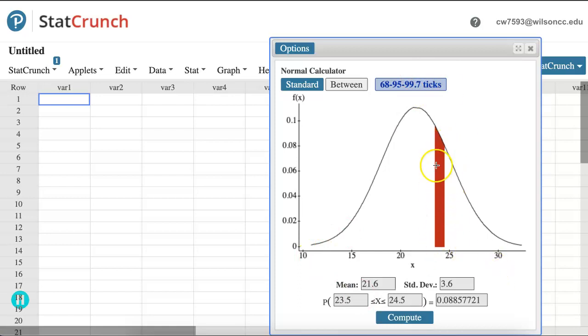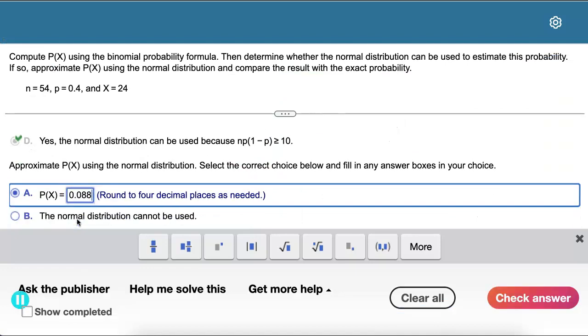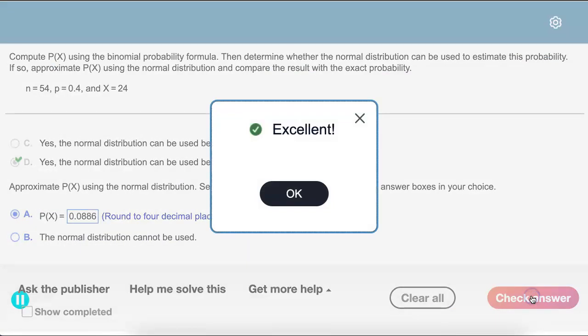We see that between area represented here, and this is our probability. The 7 is going to make the 5 round up, so when I copy this and paste it, I'm going to round that up and check.